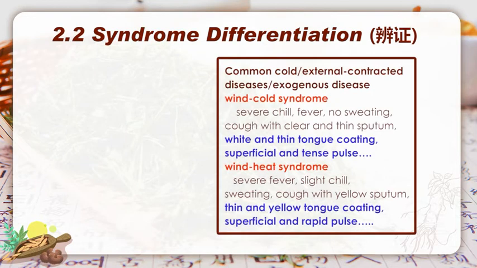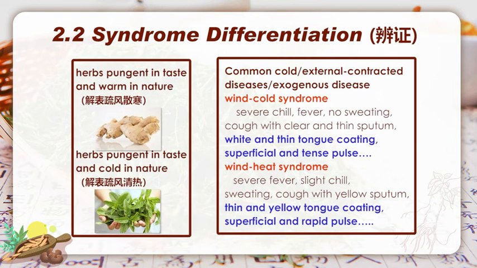For example, in wind cold syndrome of a common cold, we usually see severe chill, fever, no sweating, cough with clear and thin sputum, white and thin tongue coating, and a superficial and tight pulse. Well, in wind heat syndrome, the patient presents symptoms and signs such as severe fever, slight sweating, cough with yellow sputum, thin and yellow tongue coating, and a superficial and rapid pulse.